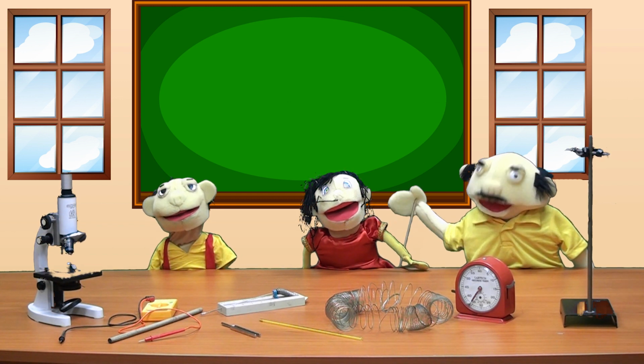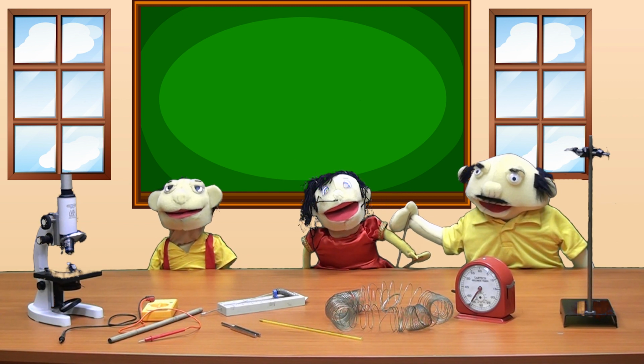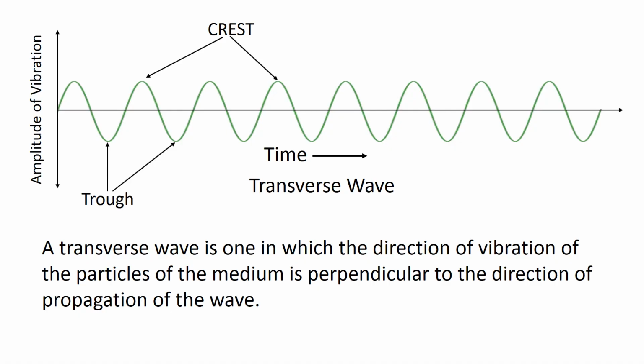Now, let us move to transverse waves. Here's a graphical representation of a transverse wave. This is the kind of wave you see on the surface of water or the wave formed by a fluttering flag. As you can see, in this type of wave, the motion of the particles of the medium is perpendicular to the direction of propagation of the wave. It's like a T, capital T. So it should be easy to remember.